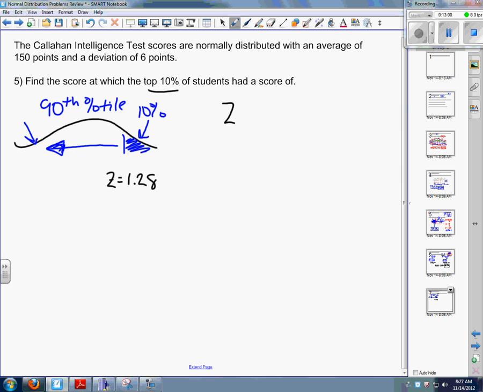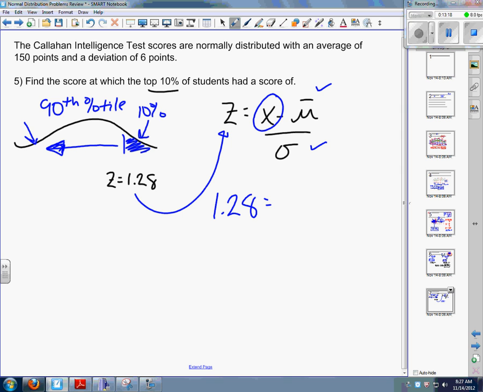So now when you think about your formula, x minus average over deviation. You just found a z-score. We have the deviation, we have the average. This is the only thing we don't know. So we plug everything in. 1.28 equals x minus average of 150 all over deviation of 6. Now we simply solve this.